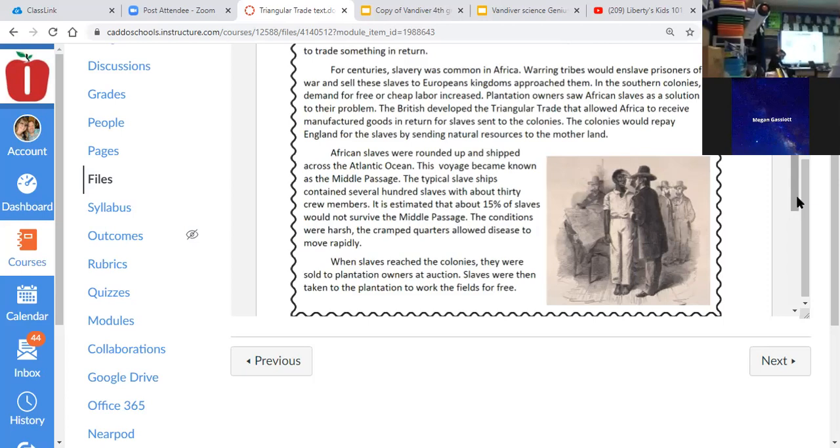4 bulleted points. Can we use the regular one? How the triangular trade works.